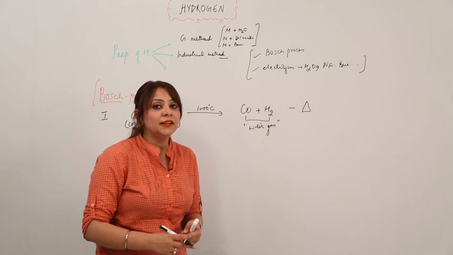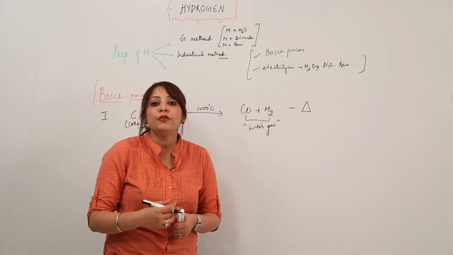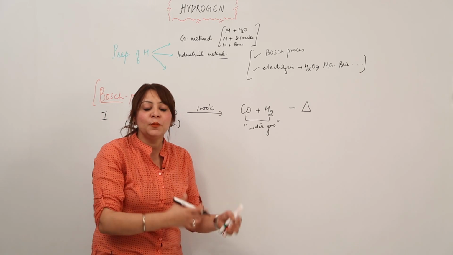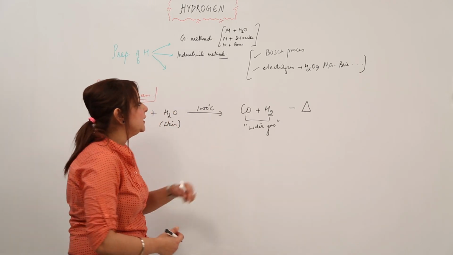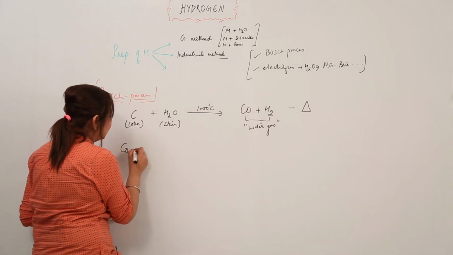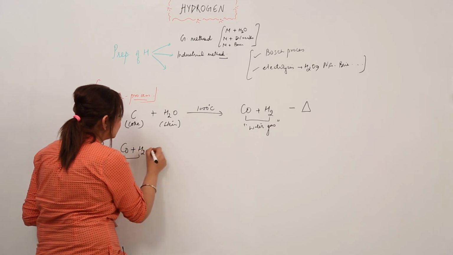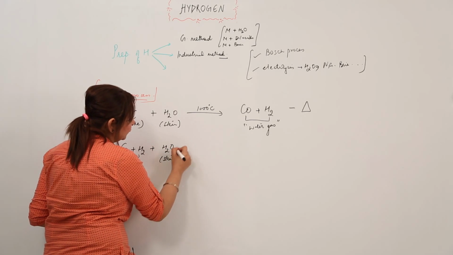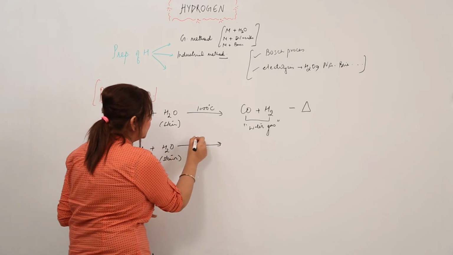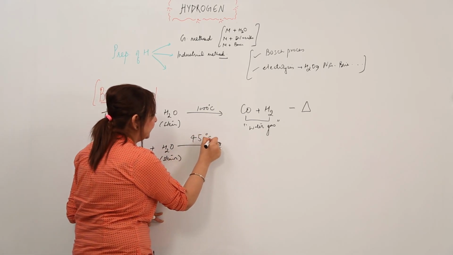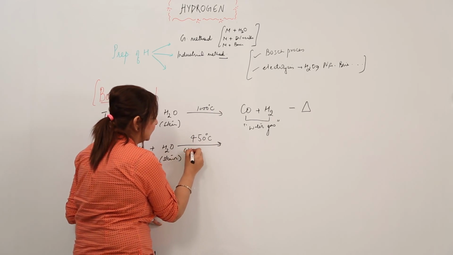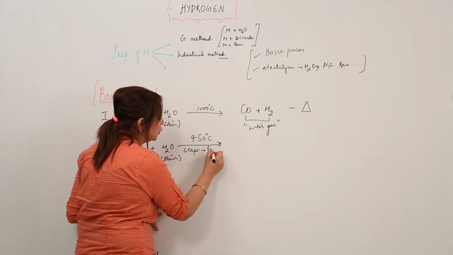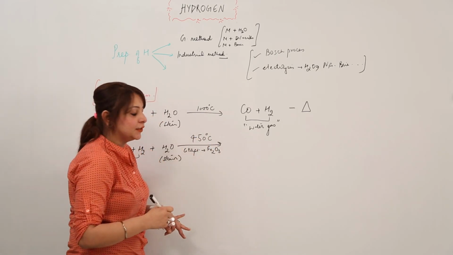But we haven't got the main product which we were looking for, that is hydrogen. So obviously some more reaction has to be performed. In the second reaction, this water gas is passed through more steam, the excess steam, at approximately 450 degrees Celsius, and this reaction is catalyzed by a catalyst, that is Fe2O3, iron oxide, right?